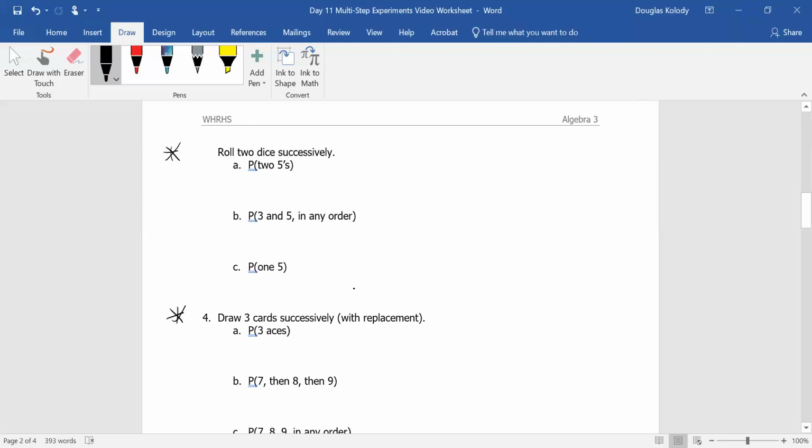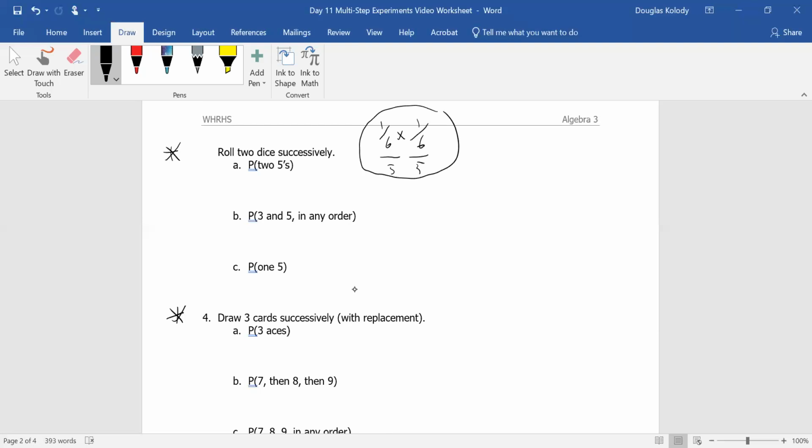All right, so roll 2 dice successively. So you're rolling 1 die and then another. So what's the probability of rolling 2 5s? I'm going to do dashes here. So rolling a 5 and then another 5. There's a 1 out of 6 chance of rolling a 5. There's another 1 out of 6 chance of rolling a second 5. That's a 5 and then a 5, so fundamental counting principle. I multiply in between. The good news for this particular part of the probability unit, I don't need you to multiply them or even reduce them. You can leave the answer just like that.